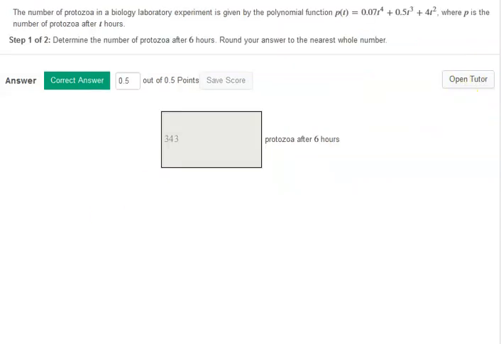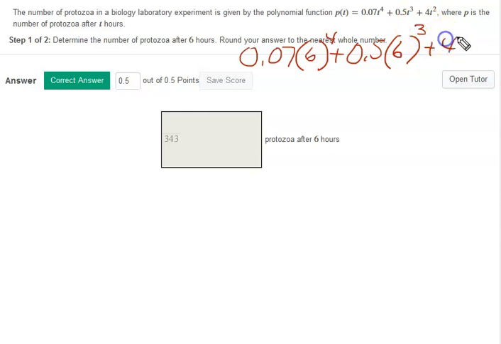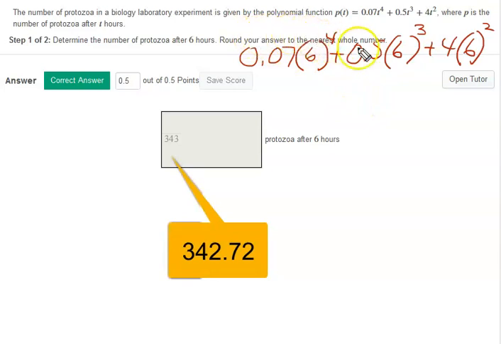Now, for something like this, we're going to need to carefully write it out and substitute. So 0.07, and what is t? T is 6 hours, and that is to the 4th power, plus 0.5, t is still 6, but now this is to the 3rd power, plus 4, t is 6 to the 2nd power. And you're asked to round to the nearest whole number.